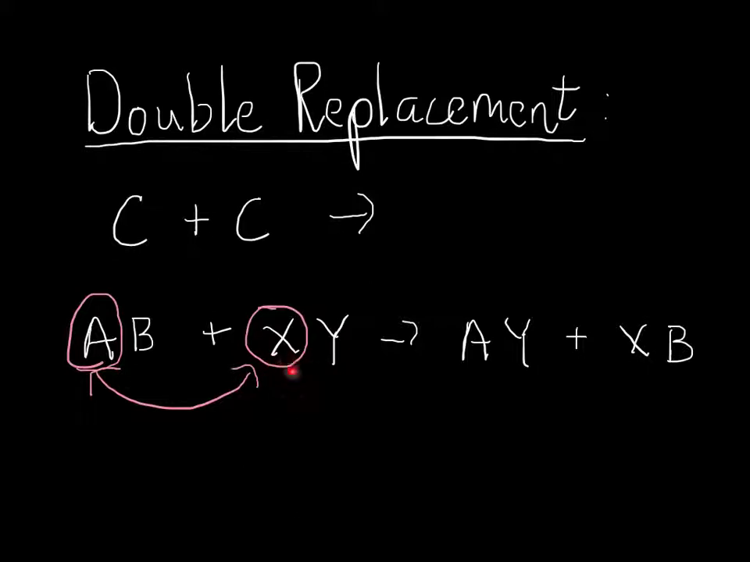So once again, X is my cation here, so X is my cation and first over here. A is my cation and first here, so A needs to be my cation and first here. So that's my double replacement reaction. Compound plus compound, I switch spots twice. So let's look at an example of that type of reaction.